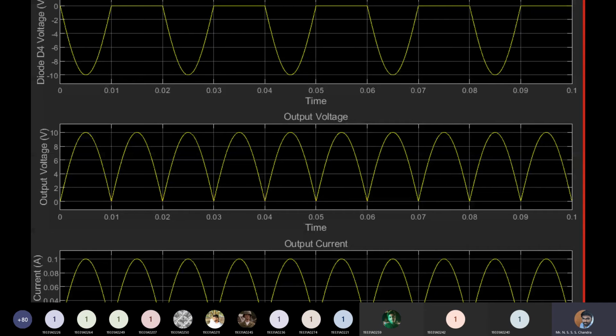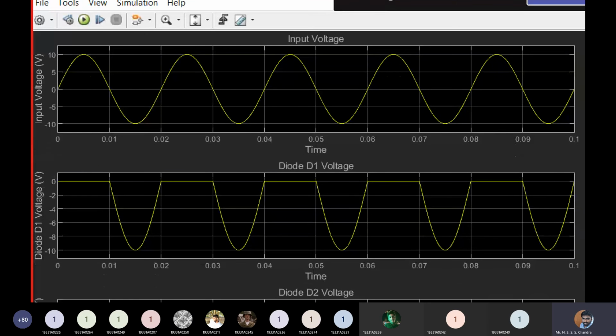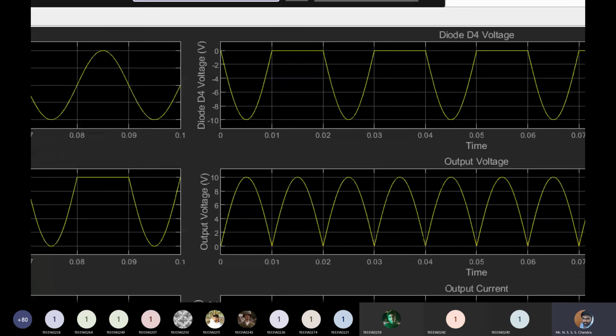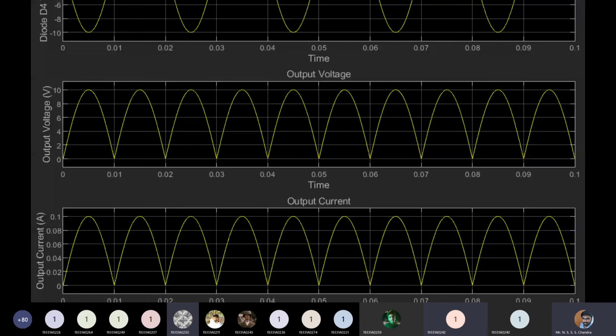So if I'm taking an input voltage curve of 50 hertz frequency, what's the frequency I'm getting in the output? 100 hertz. So if I take an input voltage of frequency f, I'll get an output voltage with frequency 2f. So your frequency will be doubled in a full wave rectifier. This you should remember. Frequency in a full wave rectifier will be doubled compared to the input frequency.